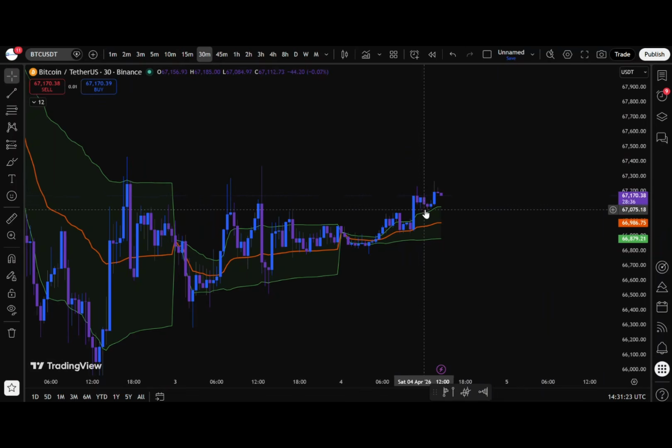Broke out, and now came back and retested this band, which means on the 30-minute time frame, if we did have another retest, it's still okay for higher prices. If we get back into this band, we want to hold this as support.